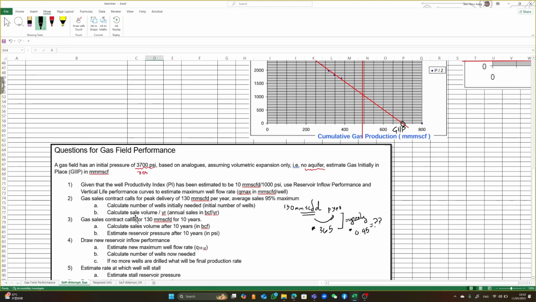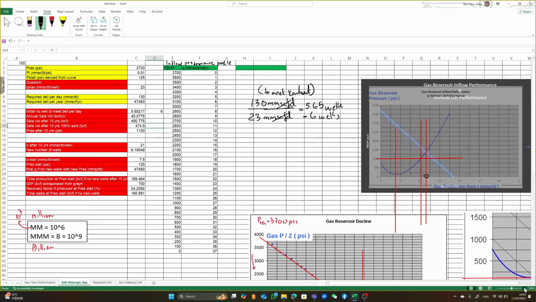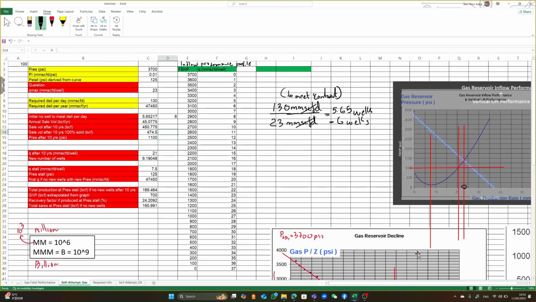And then it asks us to calculate the sale volume per year, annual sales in BCF, which is billion, remember, 10 to the power 9, per year. So they want the annual sale amount. What do we need to do to get it? We have the per day amount, and if we multiply that by 365, we will get the per year production profile.